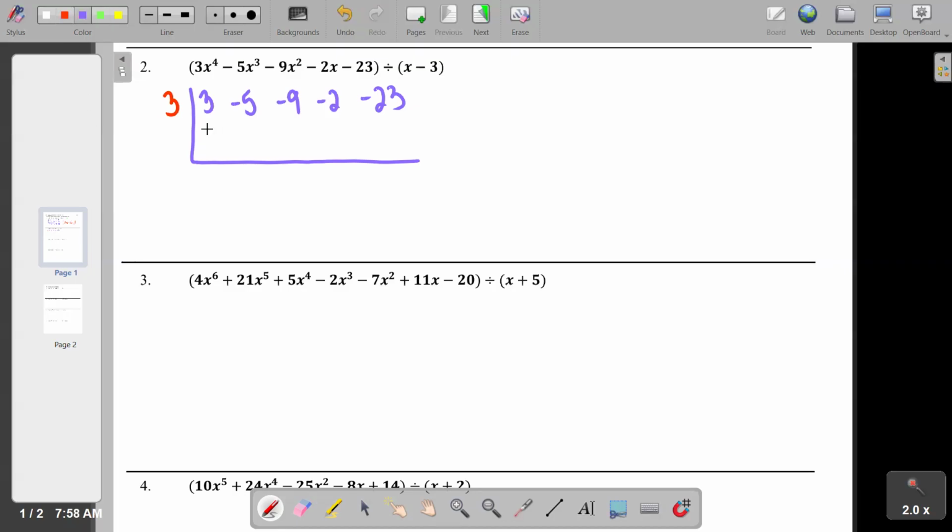Never mind. So we drop the 3 and we multiply. 3 and 3 make 9. Add those. 4, 3 and 4, 12. Add those. 3, 3 and 3, 9. Add those. 7. Multiply those. 21. And this time we were not so fortunate, right?